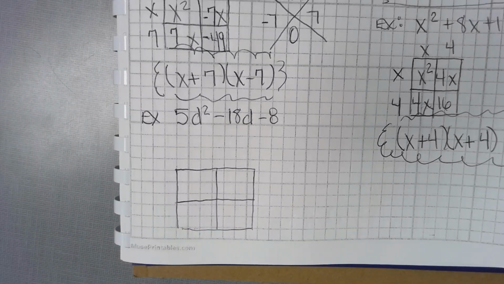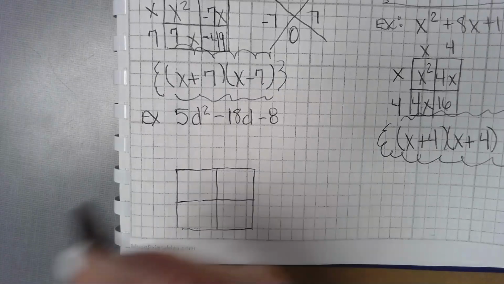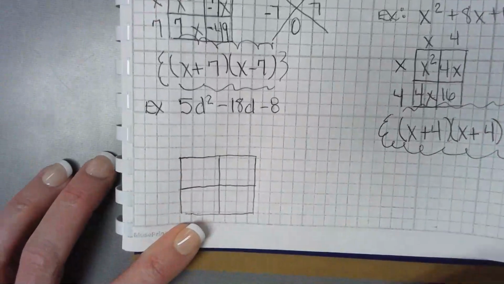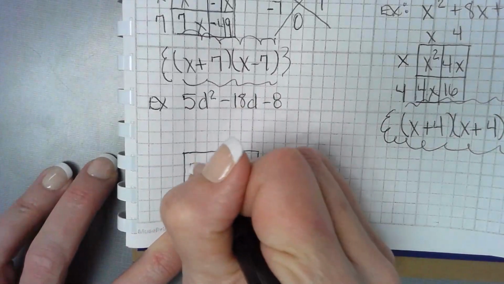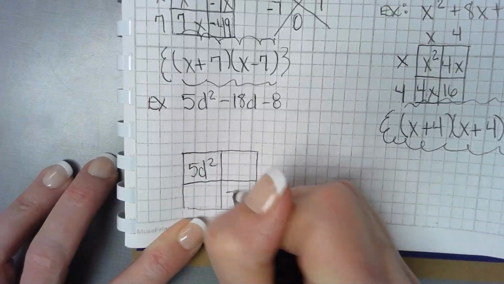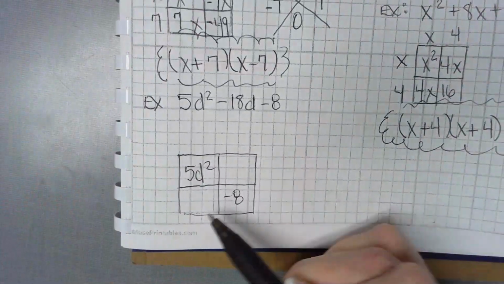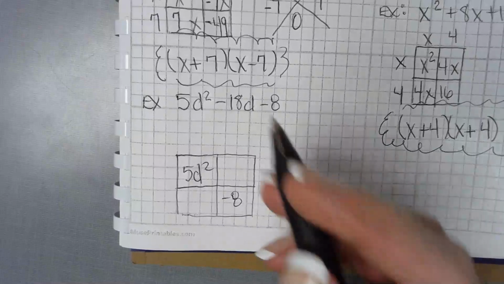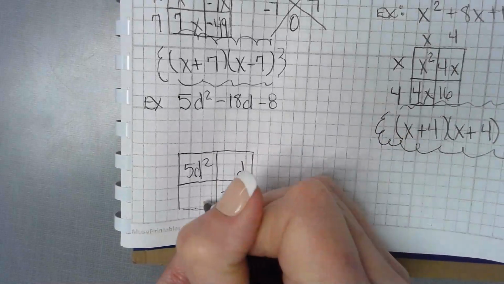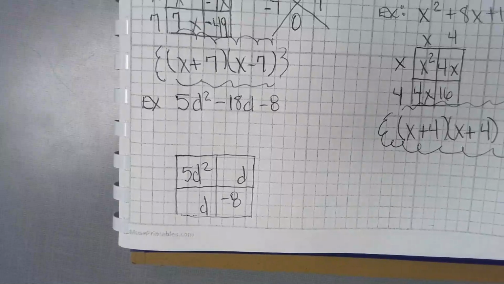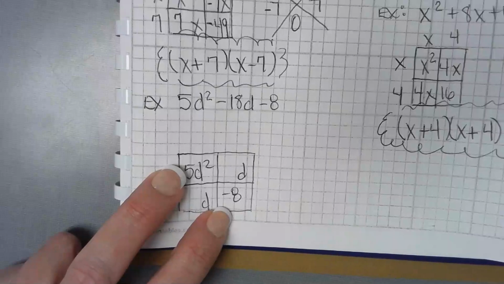Multiply them together. 5d squared goes here. Negative 8 goes here. What can I go ahead and put in these other two boxes? D's. This particular problem gave you D's. Okay, when I multiply these two together, what do I get?